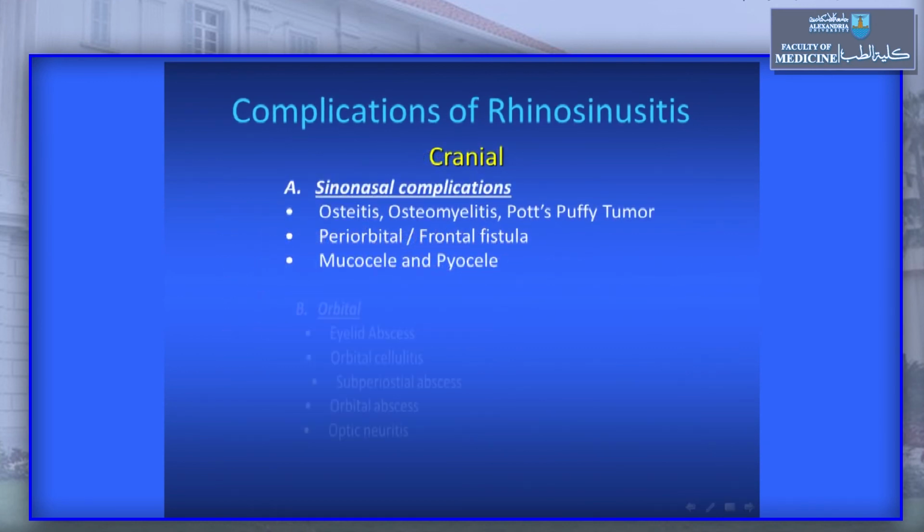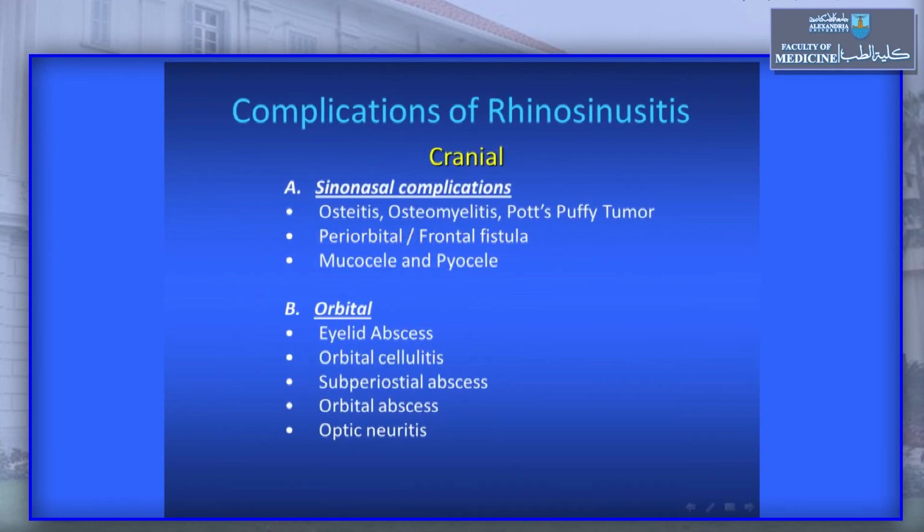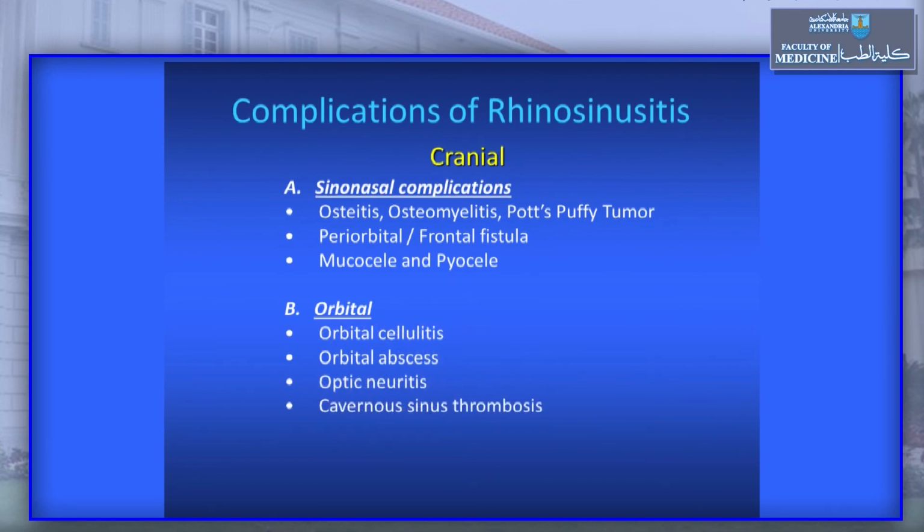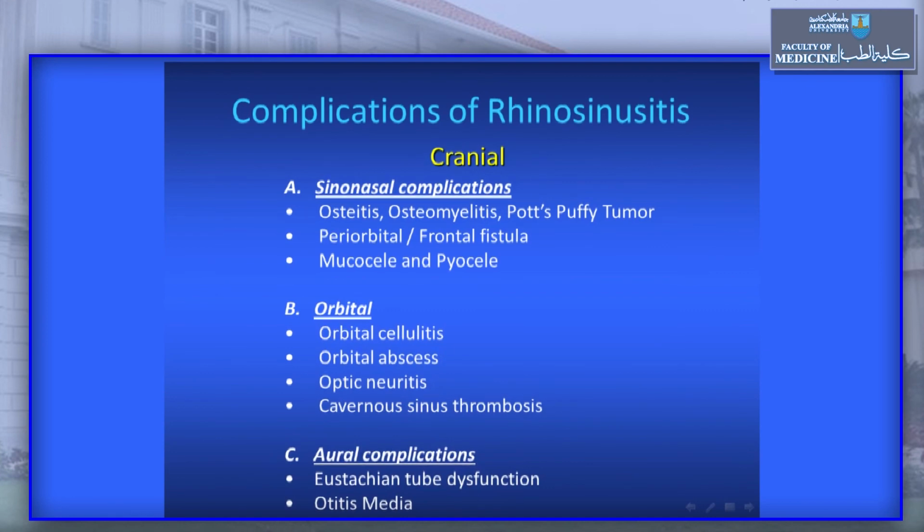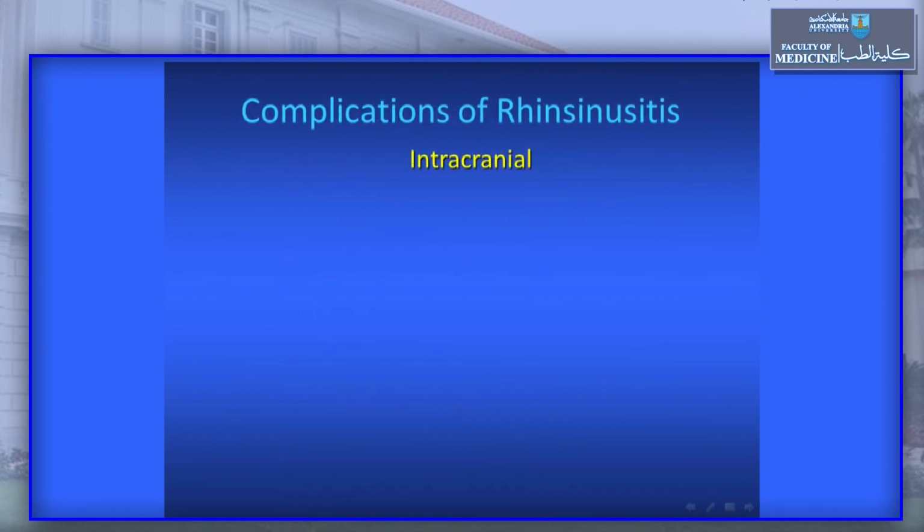The second group of cranial complications are the orbital complications. These occur more in children. The patient can present with eyelid abscess, orbital cellulitis, subperiosteal abscess, orbital abscess, and optic neuritis. Ear complications are in the form of Eustachian tube dysfunction and otitis media.